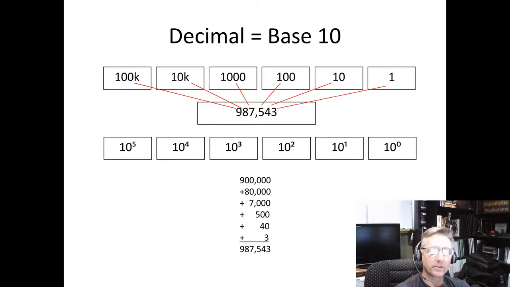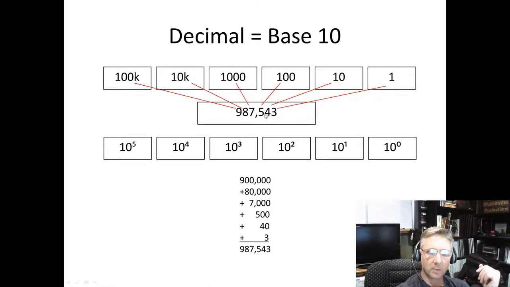Now in the example here, just so I don't confuse you, I probably should have used the example that's on screen here. We have the decimal number 987,543, okay? That's just a random number I picked to illustrate the concept. In the ones column, we have the numeral 3. So we have 3 times 1, and that gives us the value of 3. That's how you would quantify that.